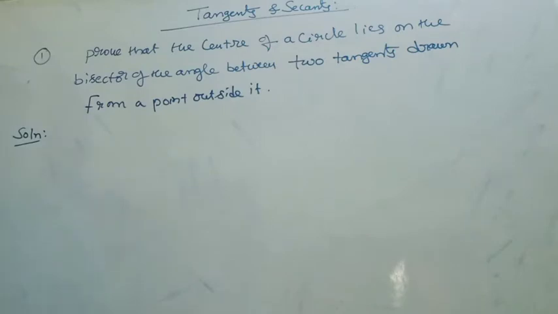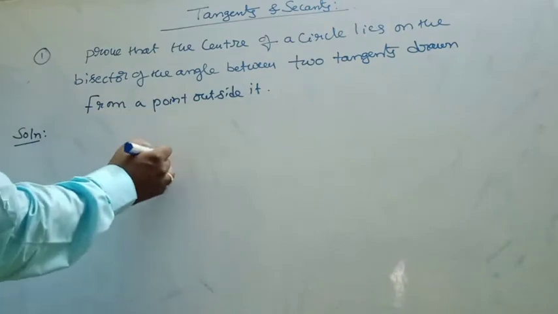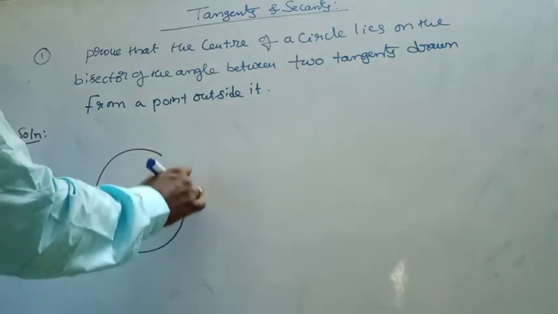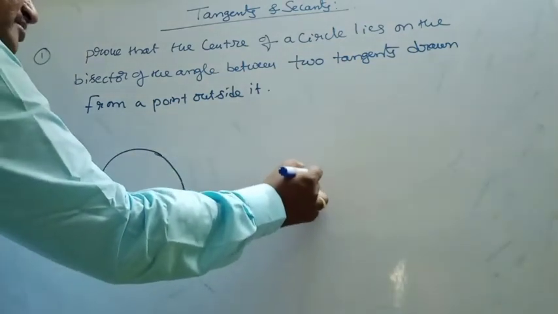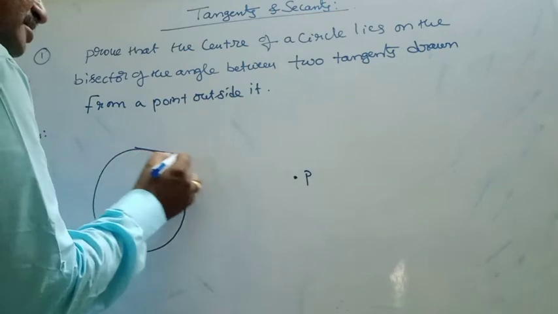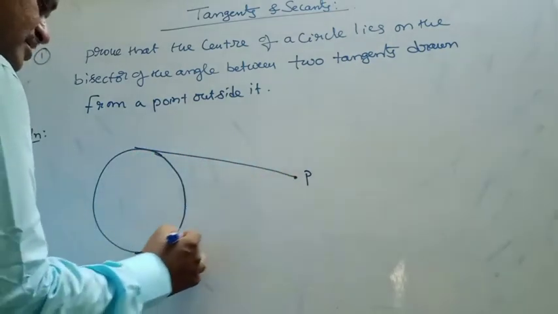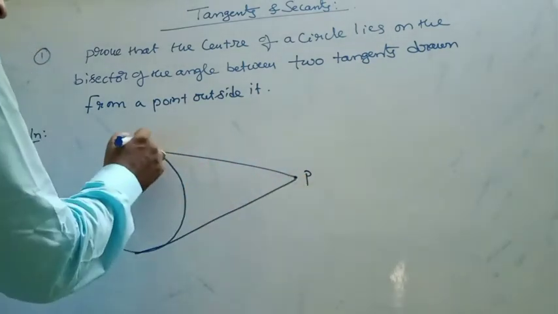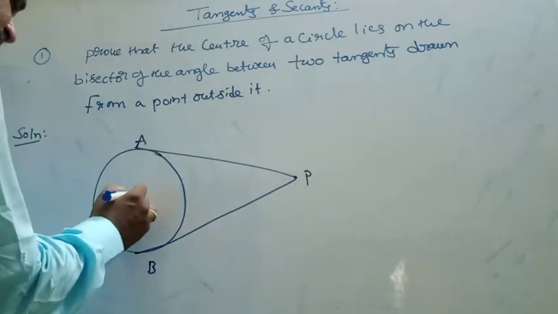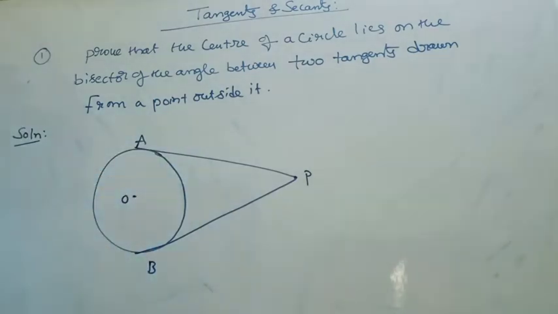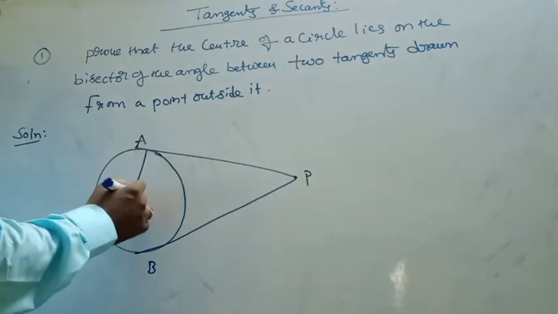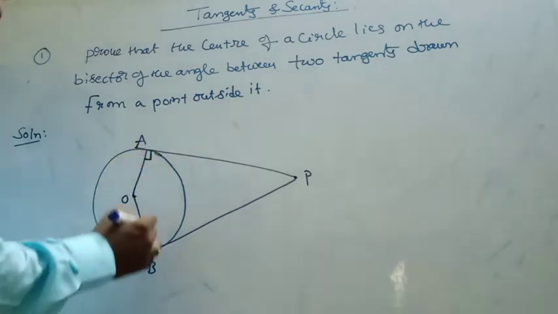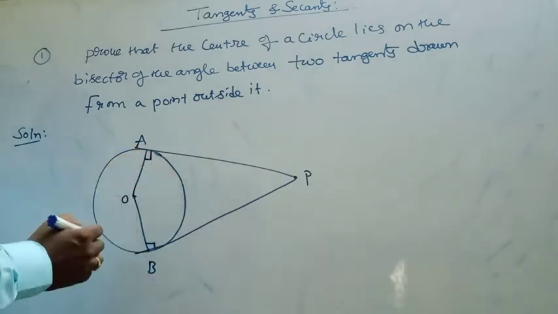That means what we require to prove is this. Here we have a circle like this, and a point P outside of it. From the external point we can draw two tangents to the circle. Let us call the points of contact A and B, and O is the center of the circle. If you draw OA and OB, they are perpendicular to the tangents at the point of contact.